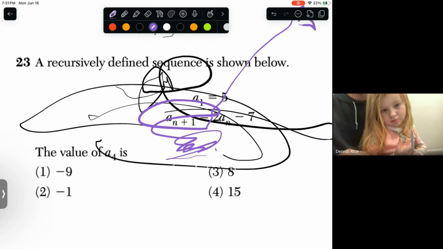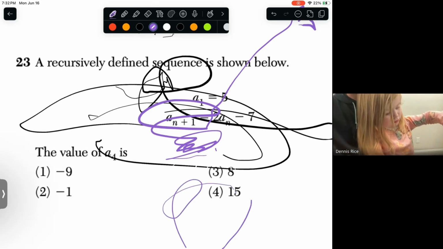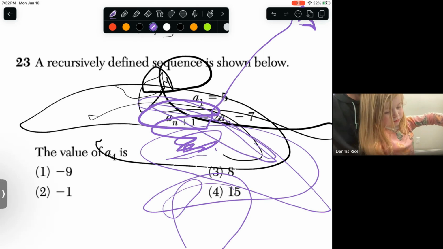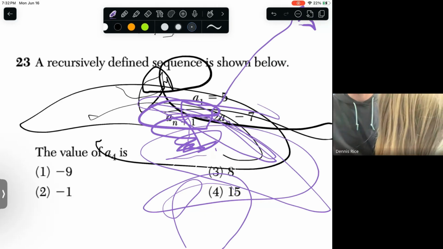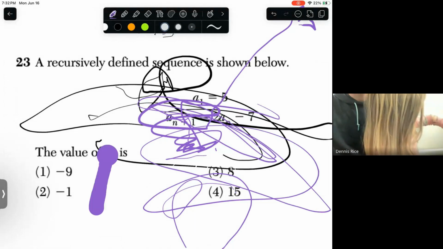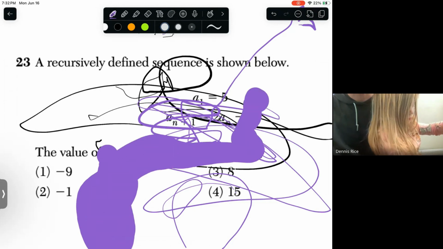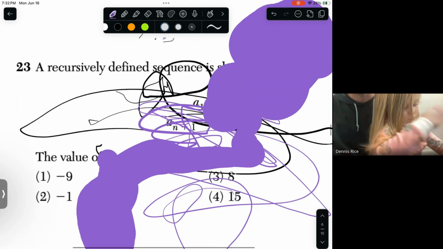It's kind of best to think about what's happening. So what's happening here is you're multiplying the previous one by 2 and then subtracting 7 each time. So starting with 5 times 2 minus 7. Okay, so the second term would be 3. So this is going to keep getting smaller and smaller. What did we get for the fourth term?